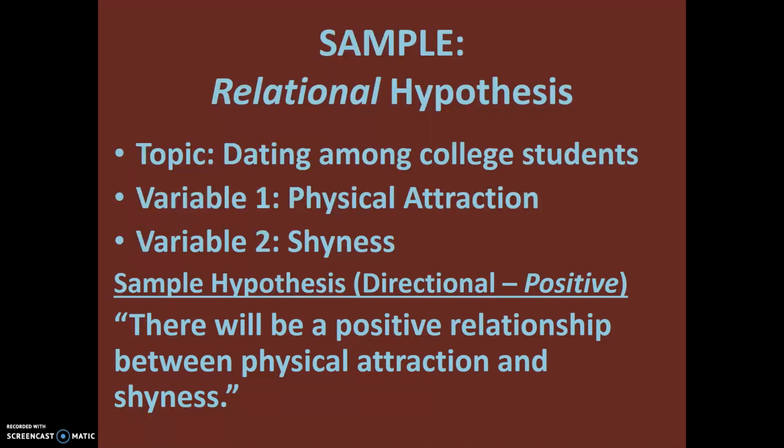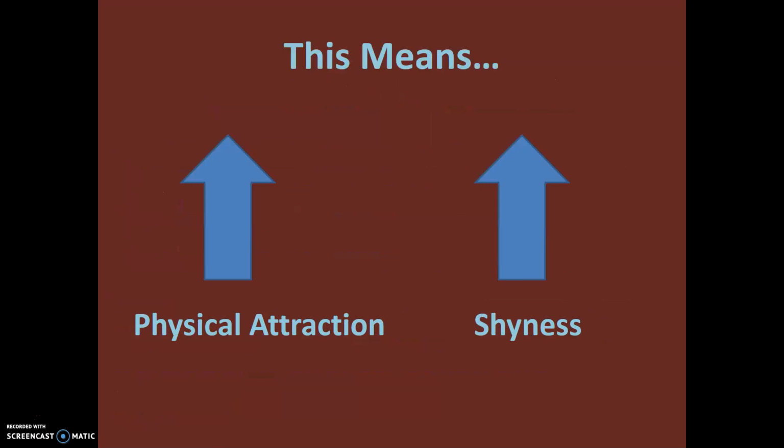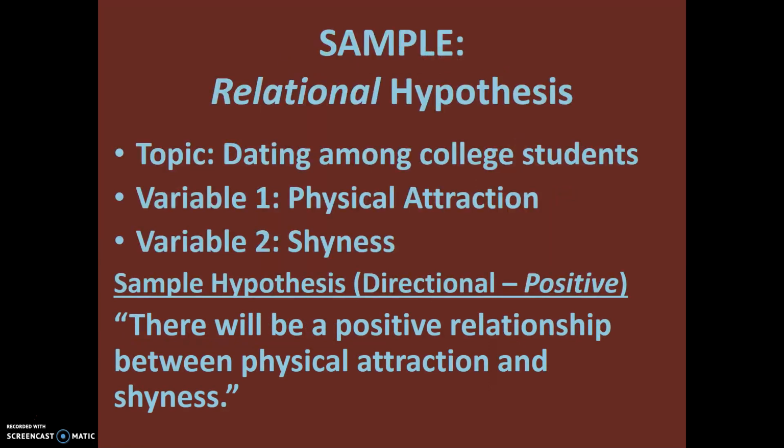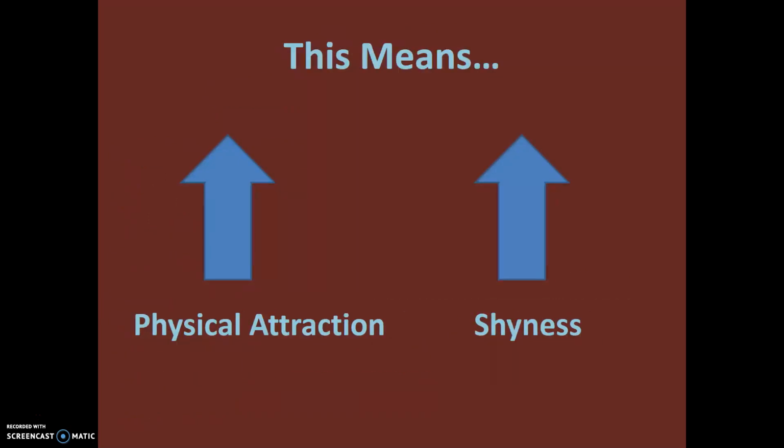So our sample statement states that there will be a positive relationship between physical attraction and shyness. This will be considered a directional hypothesis in the positive form. That means two things. As physical attraction increases, shyness will increase. Again, we're saying that the relationship between those two is positive, meaning that as one goes up, the other goes up. So for this type of hypothesis, we're predicting that physical attraction and shyness will both increase.